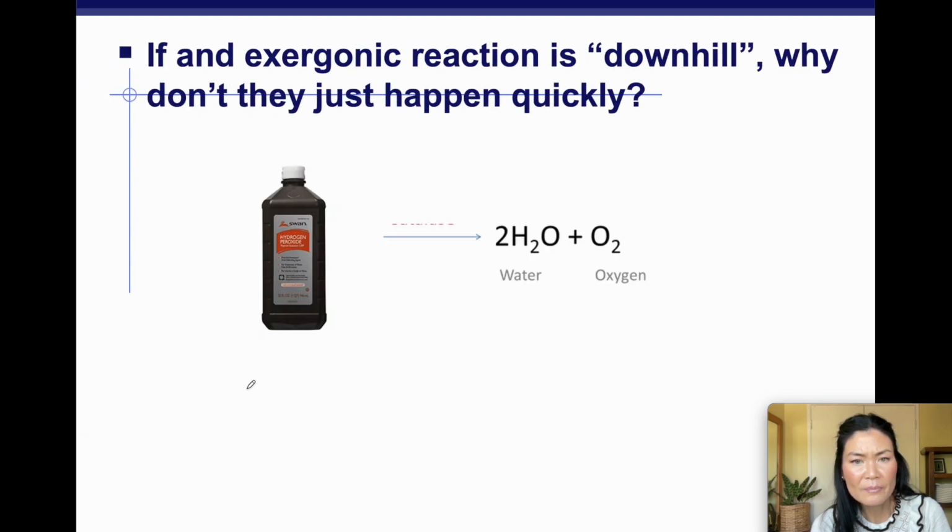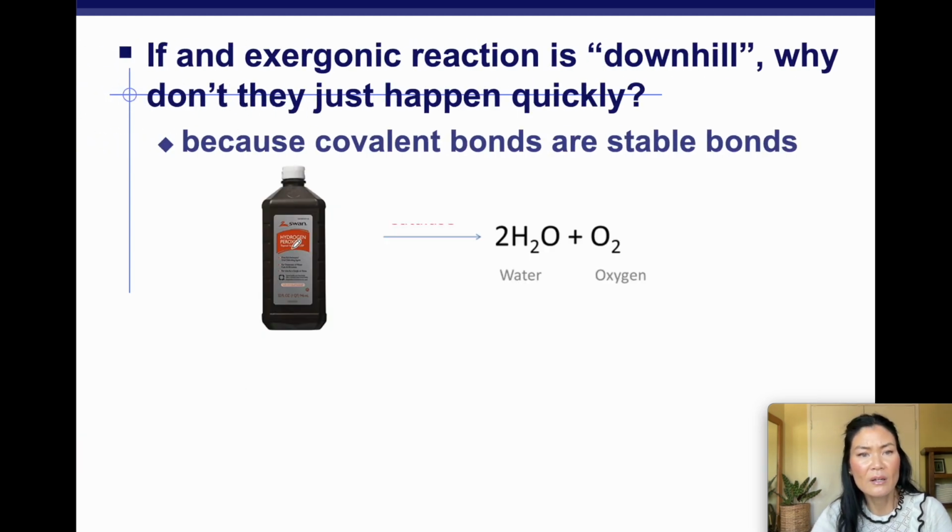So an example of what we mean by this is hydrogen peroxide. Here is a bottle of hydrogen peroxide. Hydrogen peroxide is H2O2, and it has an expiration date, usually a couple of years. What happens eventually to hydrogen peroxide is that it turns into water and oxygen gas.